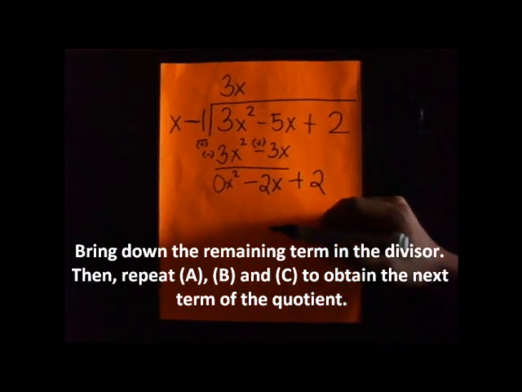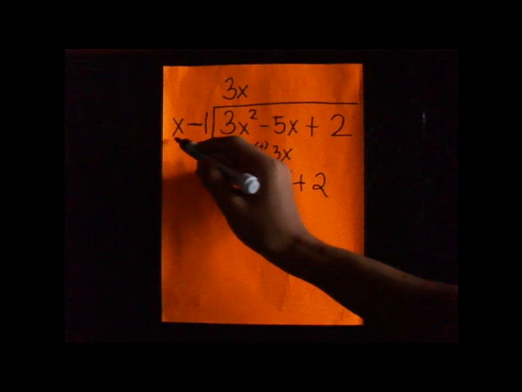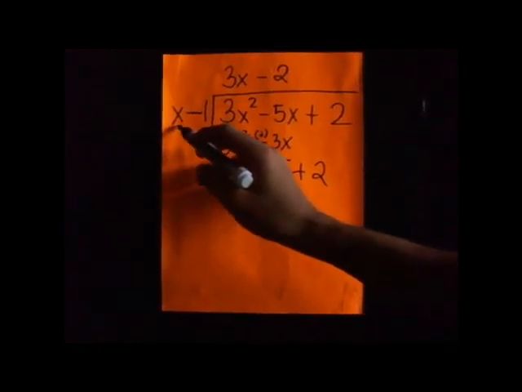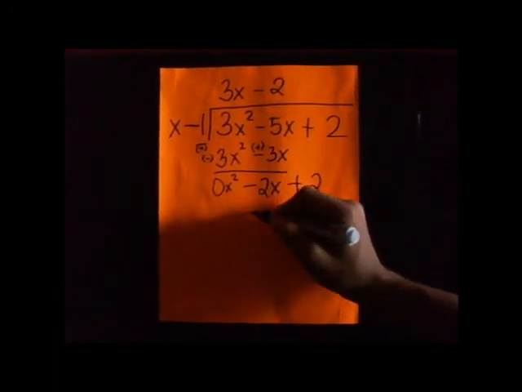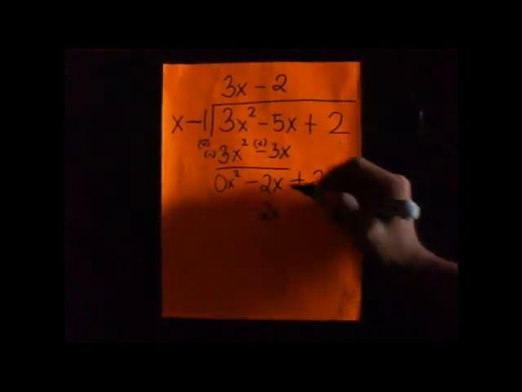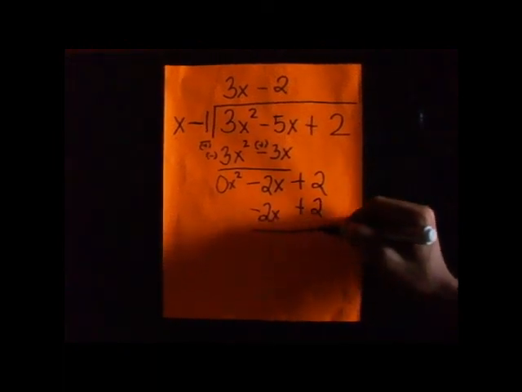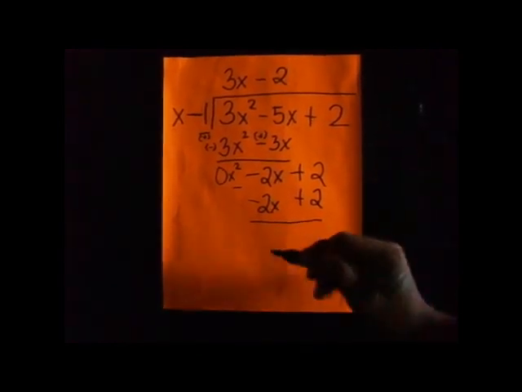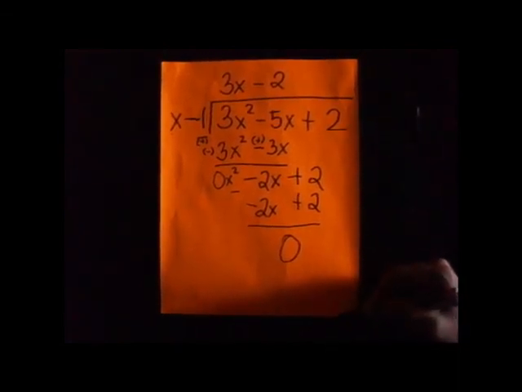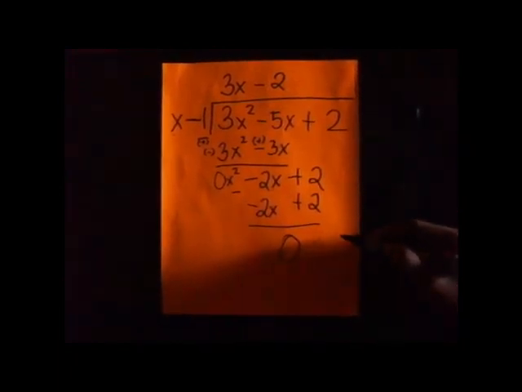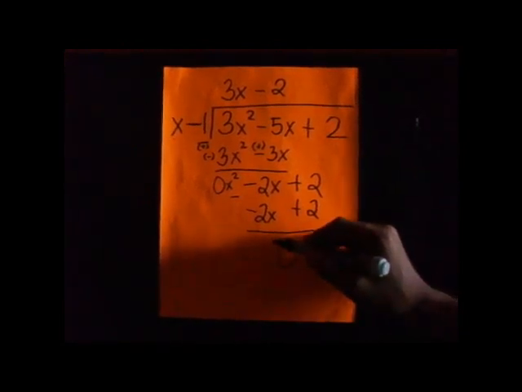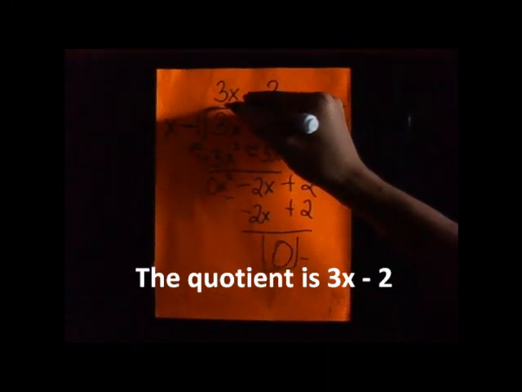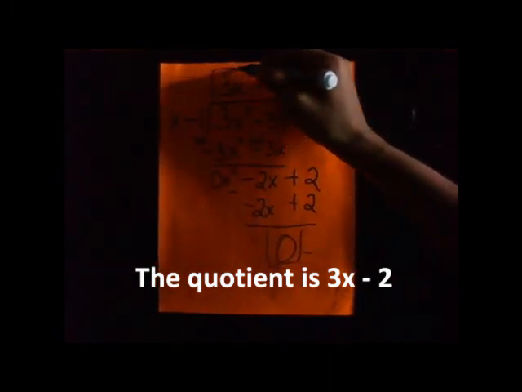Then, we just follow the procedure that we have done earlier. Just divide negative 2x by the first term of our divisor, which is x. So we obtain negative 2. Then, we multiply negative 2 to each of the terms of our divisor. So we have negative 2 times x equals negative 2x. And negative 2 times negative 1 equals positive 2. Then, we just simply subtract negative 2x plus 2 from negative 2x plus 2. And obviously, the answer should be 0, since there are no terms left in our dividend which can be brought down. Therefore, it indicates that 0 is our remainder, which means that we already have the quotient for dividing these polynomials.